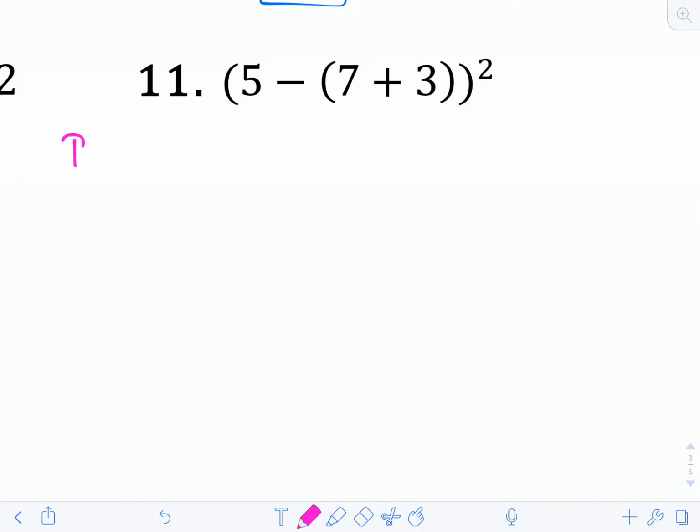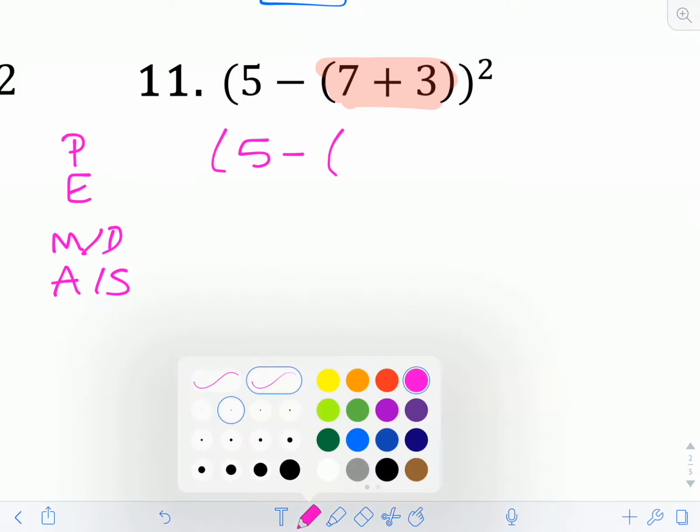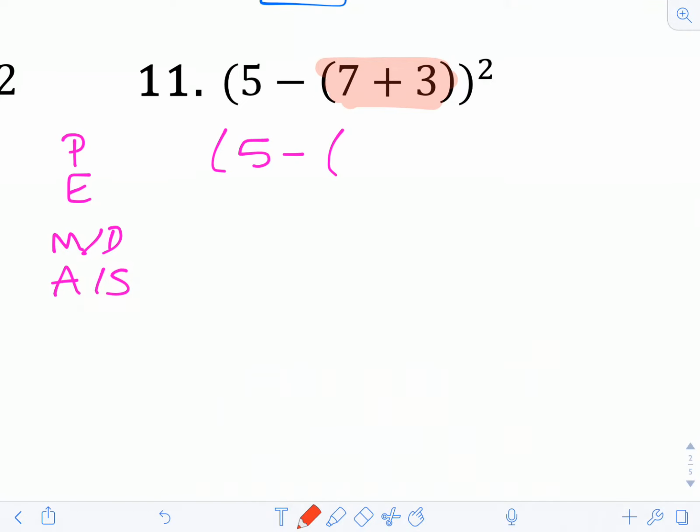Okay, number 11, PEMDAS again. So first, I'm going to see if I have any parentheses, and I do actually have 2 sets of parentheses. So what we're going to do is we're going to do this set of parentheses first. So parentheses 5 minus parentheses 7 plus 3. I don't even have to have that because 7 plus 3 is just 10. And then we square it.